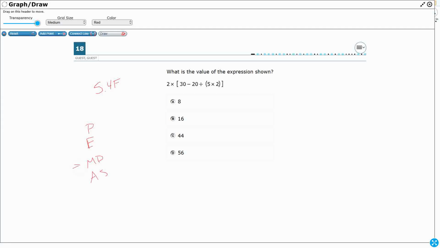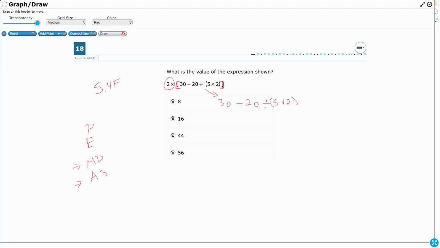I always write my multiplication and division on the same line, addition and subtraction on the same line because they're equal inverse operations. I can do either one left or right. So when I've got these brackets here, those are like my super parentheses. I need to take care of everything within these brackets before I even think about that 2 times. So what I'm going to do is I'm going to rewrite this here. 30 minus 20 divided by 5 times 2. So this is what's inside my brackets.